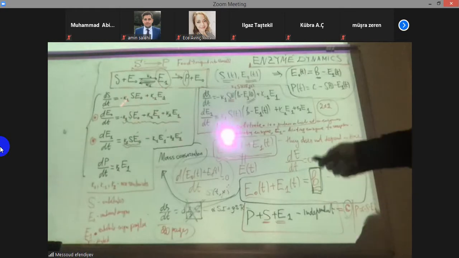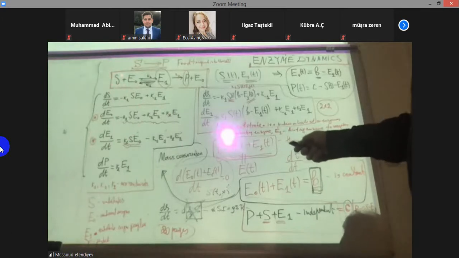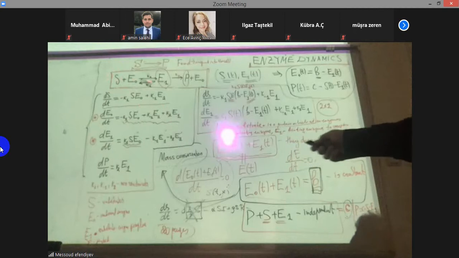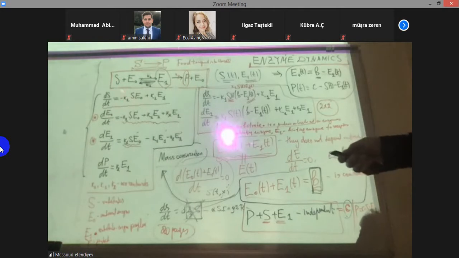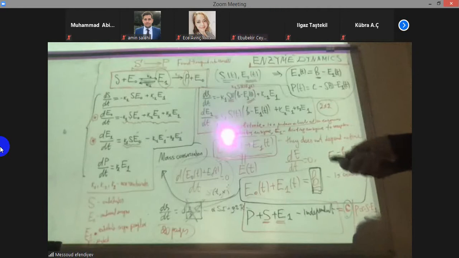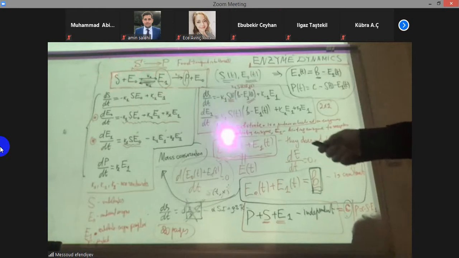You can predict how many substrate or how much extracellular food you have, and then you will have the product. For example, in the chemical industry or pharmaceutical industry, now we are dealing with vaccine, and to obtain the vaccine, you have some initial object and you have the product. And then there is something between.